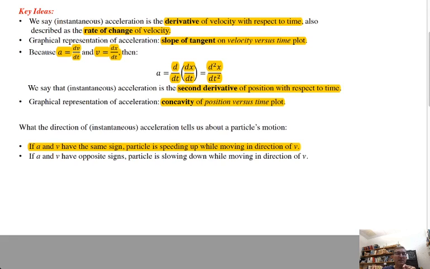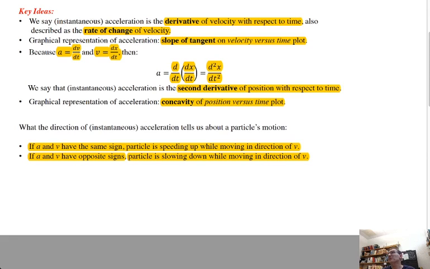However, if the acceleration and the velocity have opposite signs, one of them is positive and the other one is negative, then the particle is slowing down while moving in the direction of the velocity. The magnitude of its velocity is getting less. It's slowing down. It's, if you like, coming closer to rest.